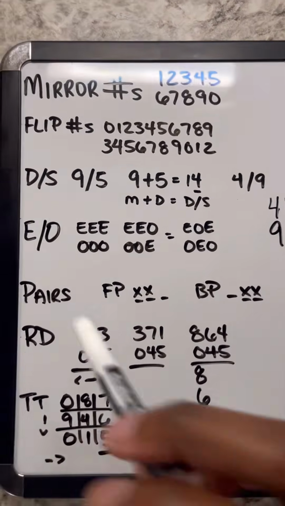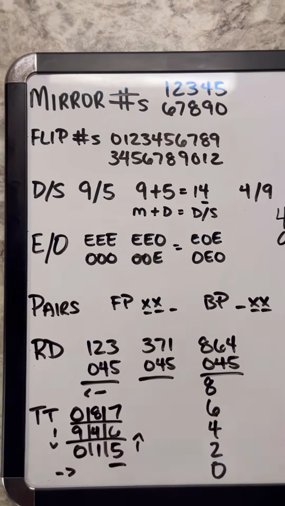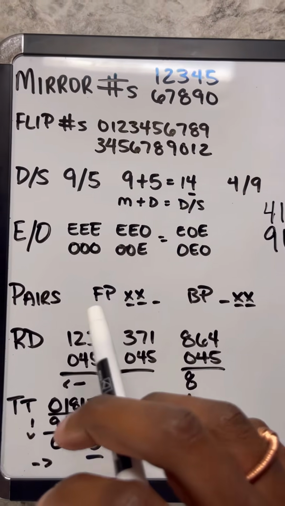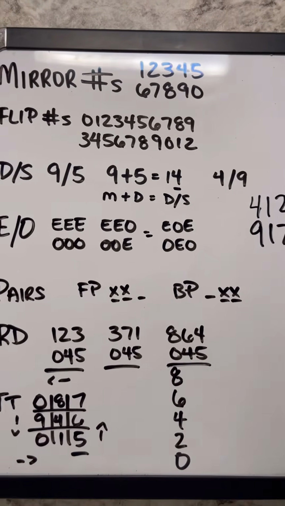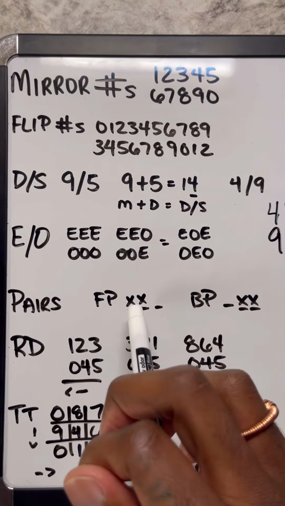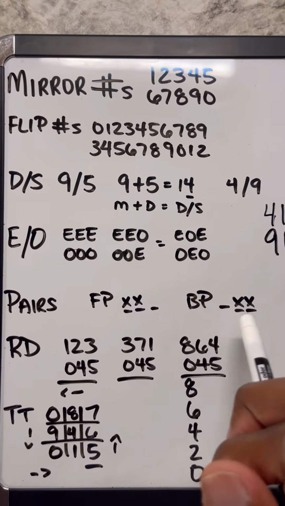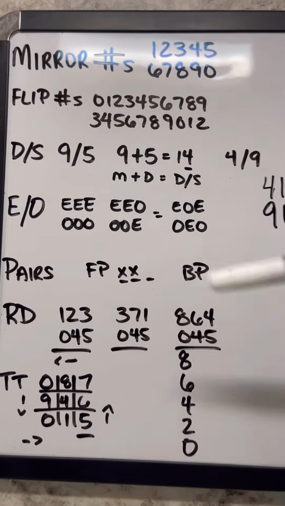After that, we got the pairs. The pairs will help a lot if you play a front pair or a back pair. It's not going to be the same payout, but at least you will get paid. So you can play the first 2 numbers or the last 2 numbers. All right, so then we got the rundown.